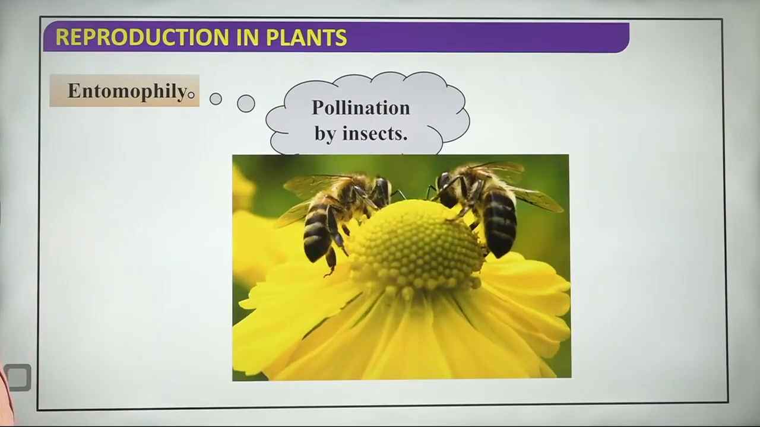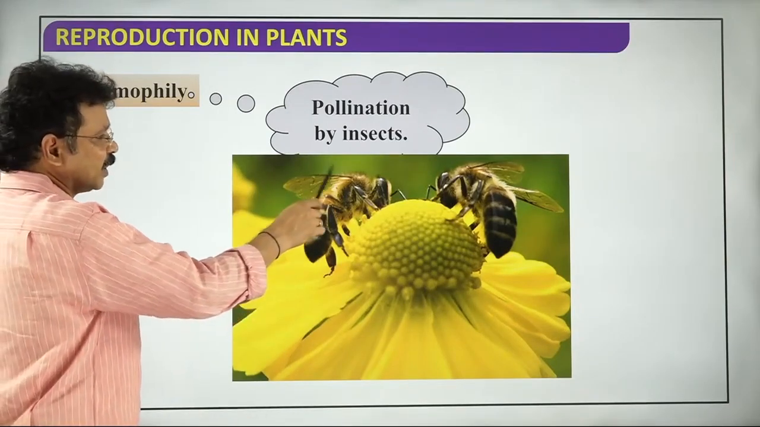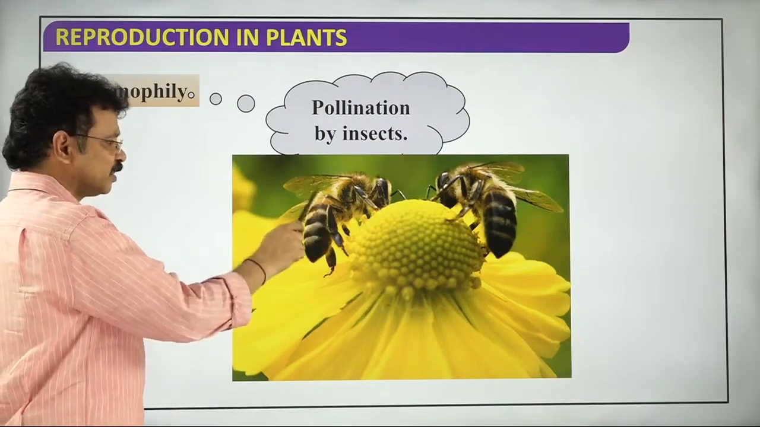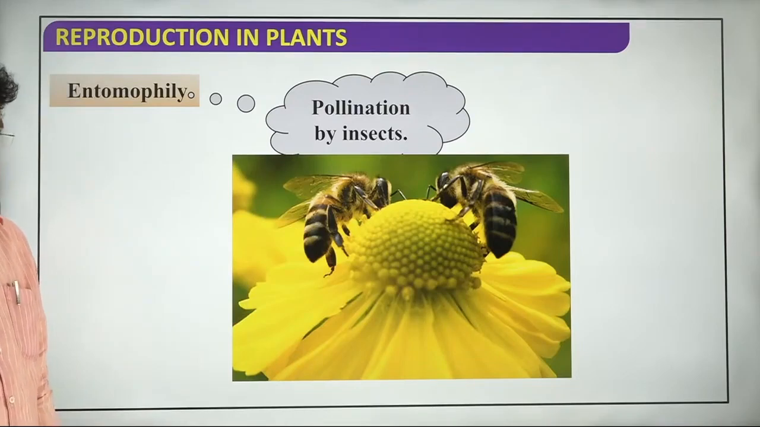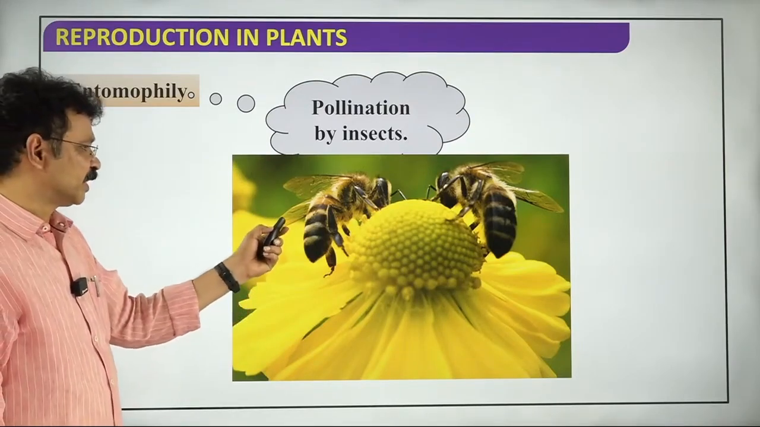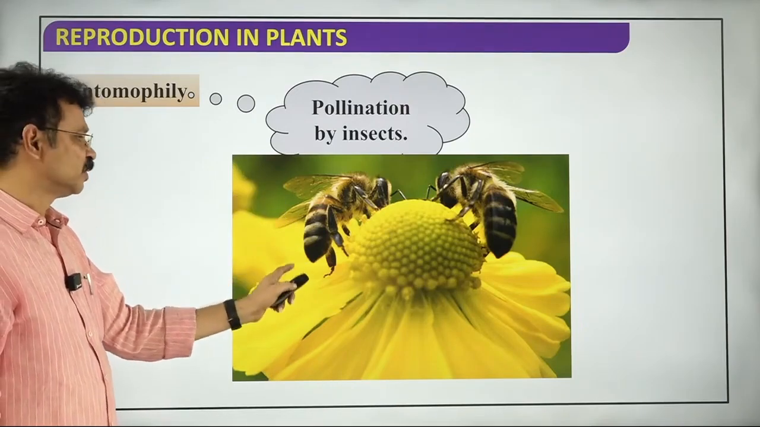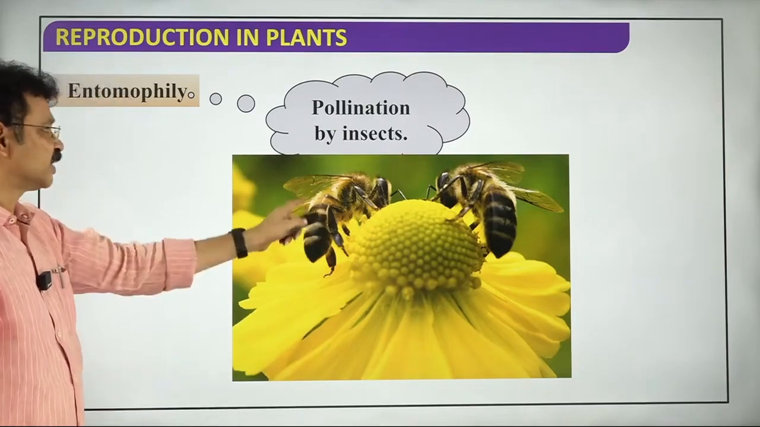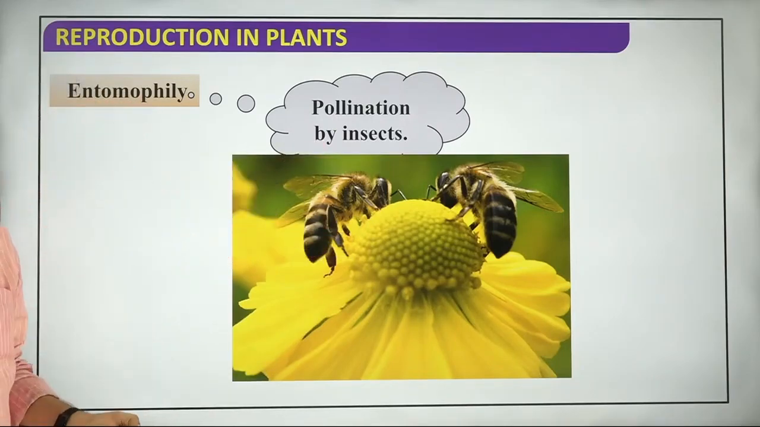Entomophily. The most dominant insect in pollination is the honeybee. Honeybees are the common and dominant pollen transferring agents for the majority of crop plants: rice, wheat, maize, chilies, and all commercial and food crops. The most common pollen transferring agent is the honeybee, an example of an insect. So this kind of pollination is entomophily.